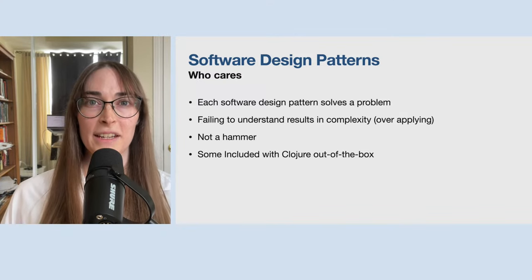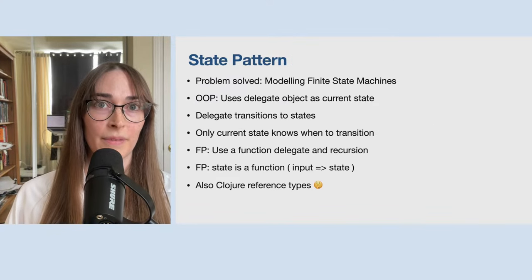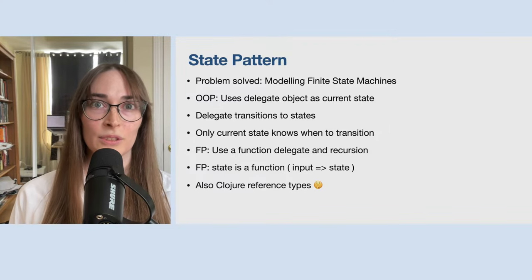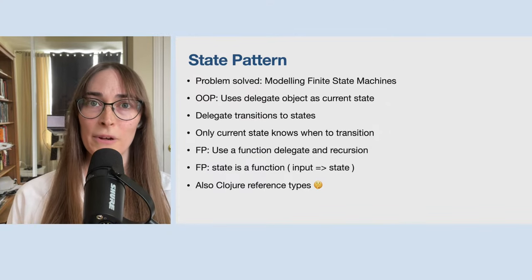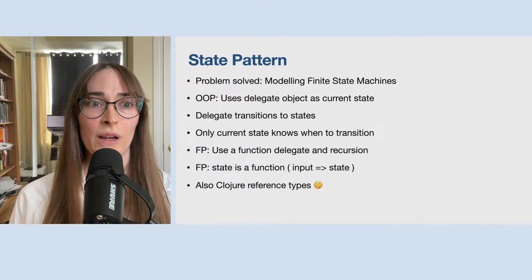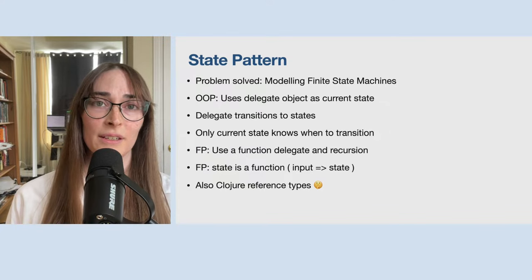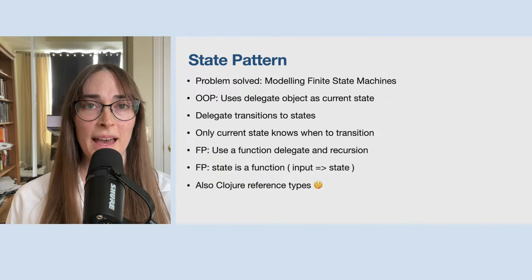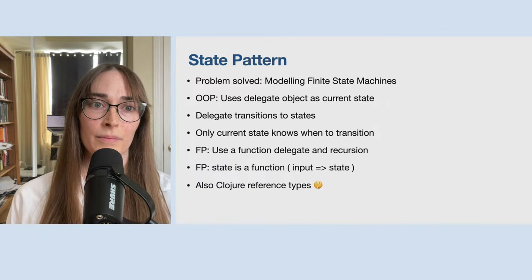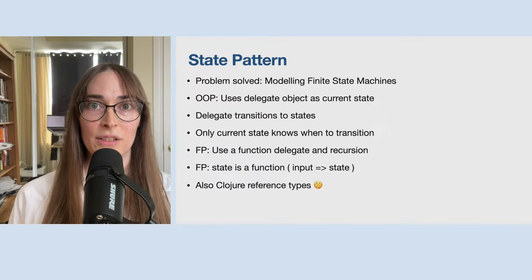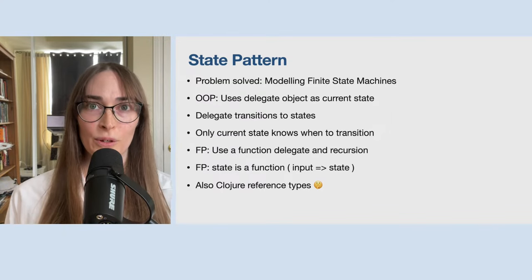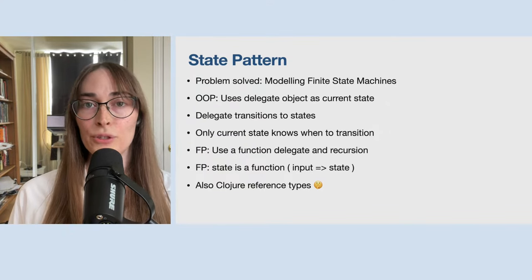But first, I want to cover a very classic software design pattern that I think could be used in other functional programming languages. So that's the state pattern. If anybody's tried to model a finite state machine, it can be pretty challenging to do in code. I've seen some pretty wonky implementations using symbolic values and, you know, go-tos or just a very big chunk of, I guess, switch statements or cond statements in Clojure. So the state pattern is supposed to solve this. In the object-oriented world, each state object is a state in the finite state machine, and only the current state knows when to transition to the next state, usually by returning that next state.